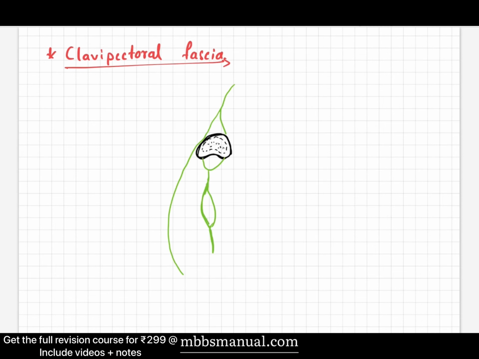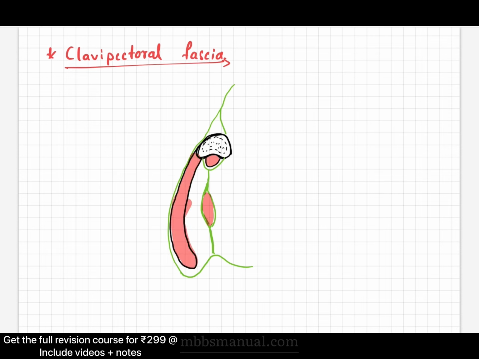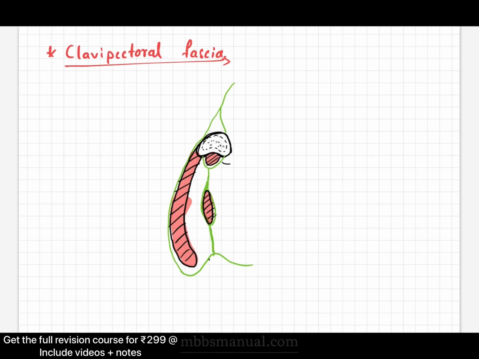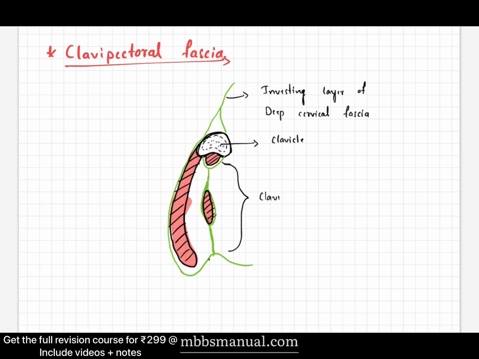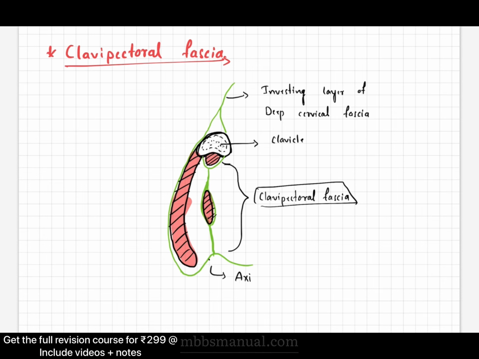So let's start with the main important fascia, the clavipectoral fascia. Just put the simple diagram and start labeling it. Investing layer of deep cervical fascia. It is the fascia of the neck. It joins the clavicle, and below that there will be the clavipectoral fascia, and inferiorly the axillary fascia.